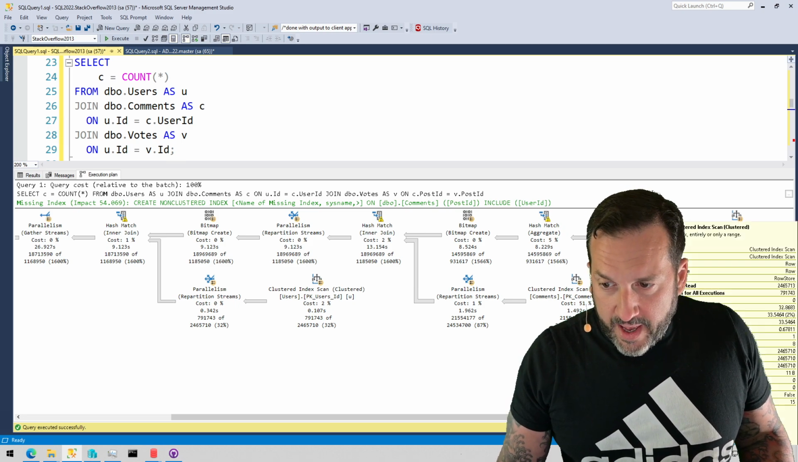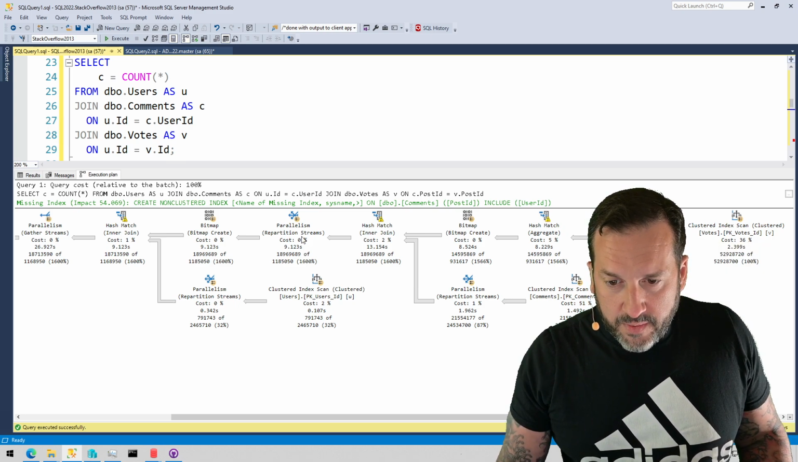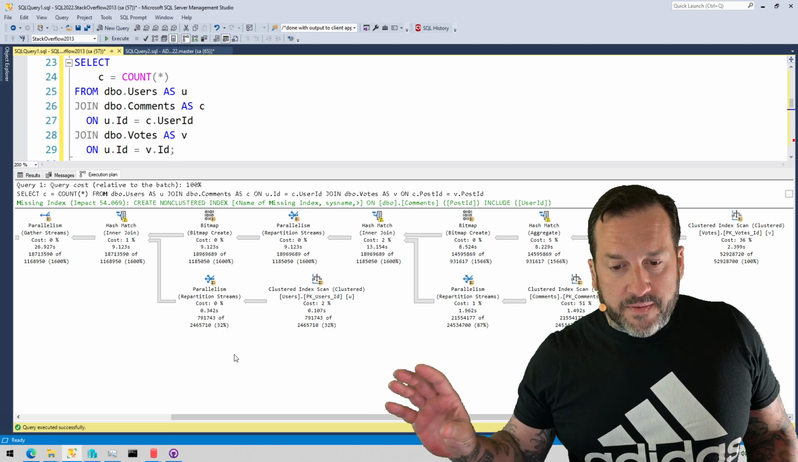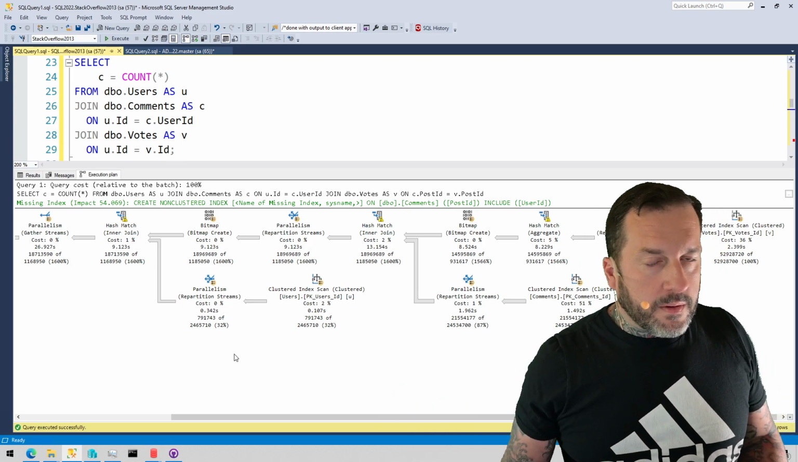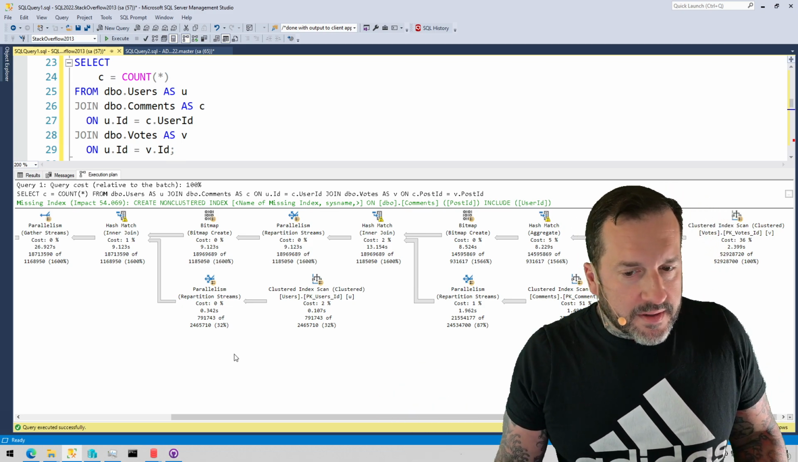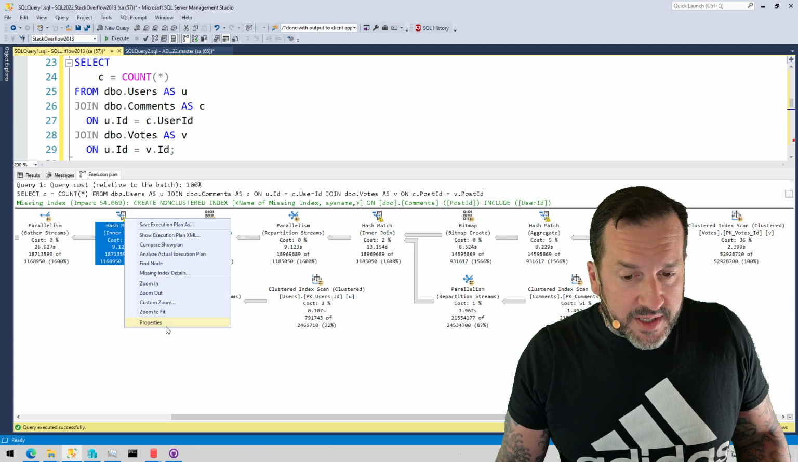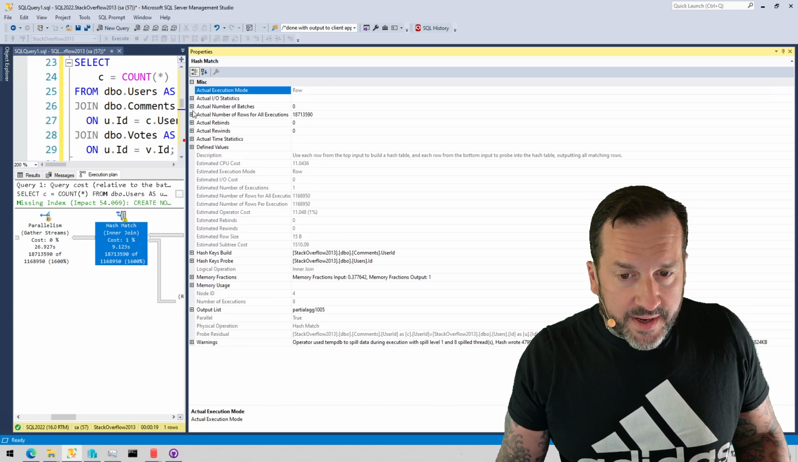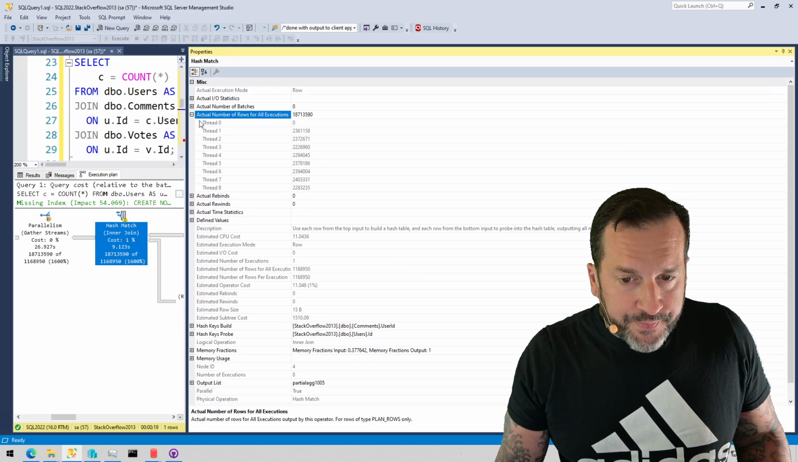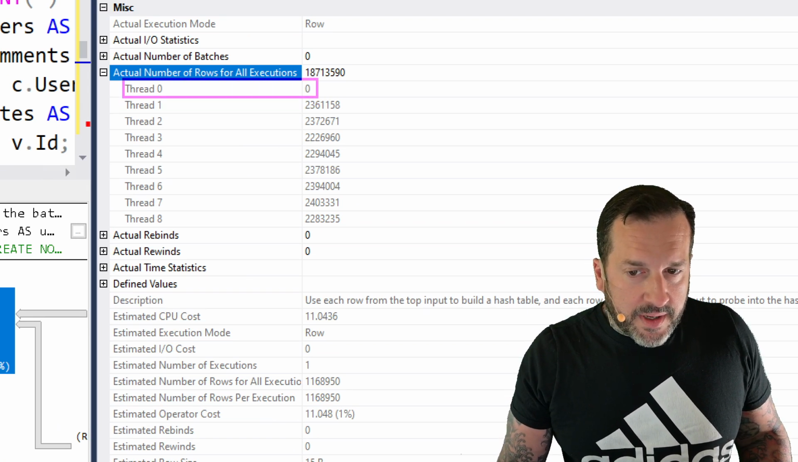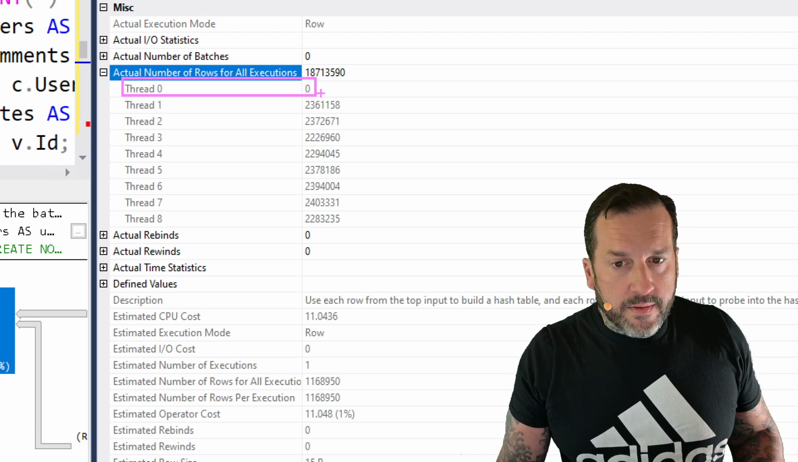This one, we have a parallel exchange here, a parallel exchange here, a parallel exchange here, and parallel exchanges here and here. So these are all sort of potential separate branches. But since we had DOP 8 and we had 3 branches in this plan, we had 24 reserved threads, even though we only have 8 threads really working. But again, it's going to be plus this coordinator thread.